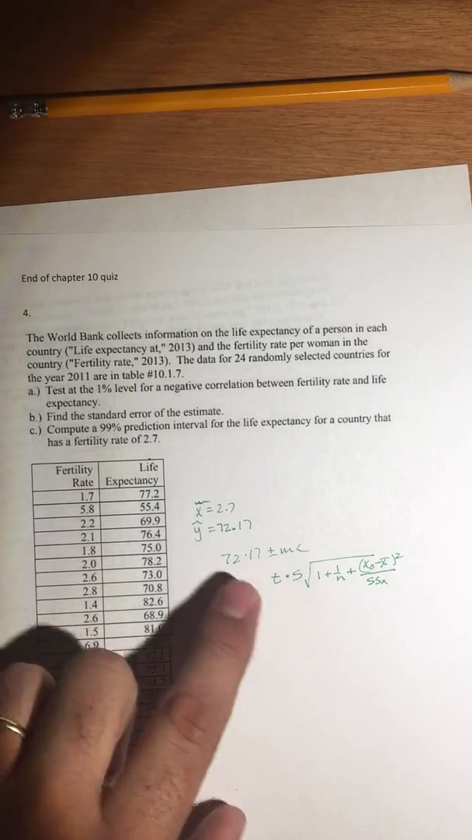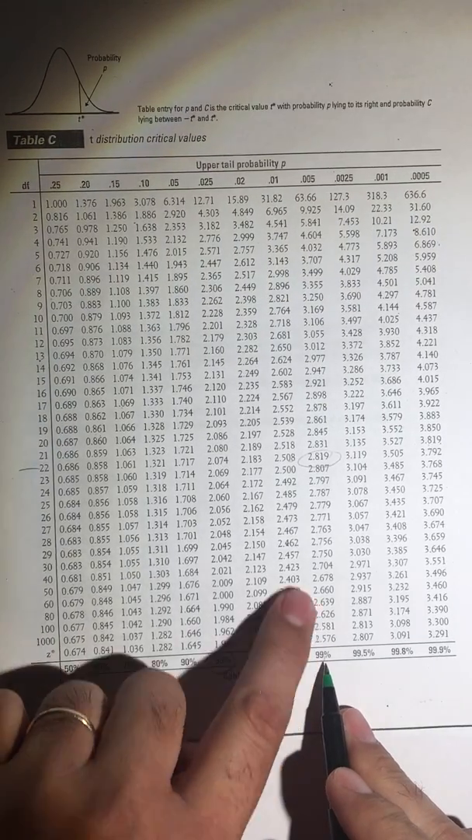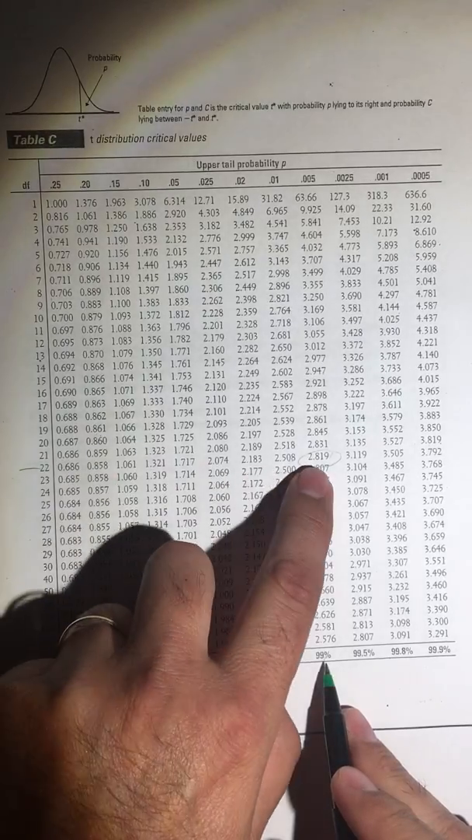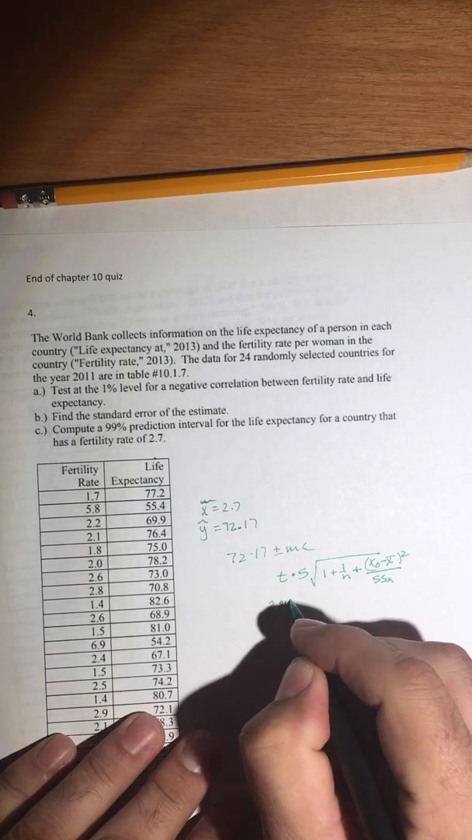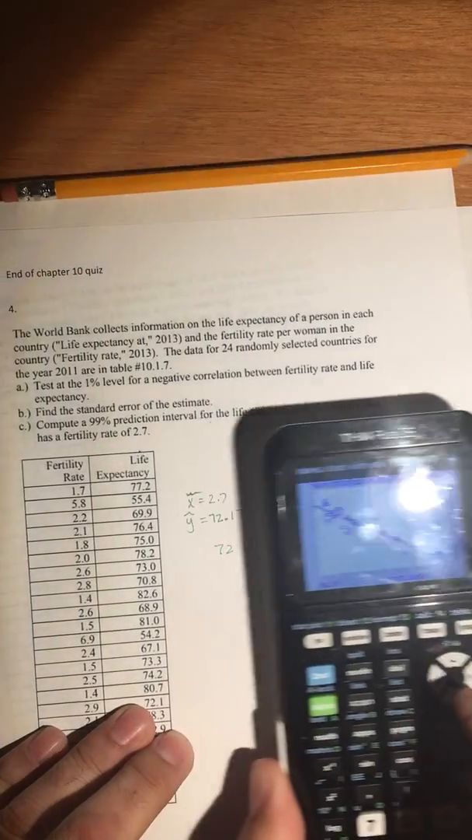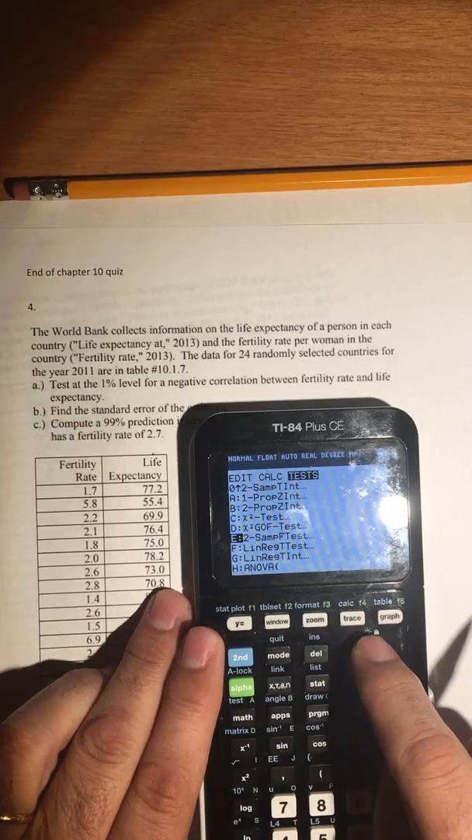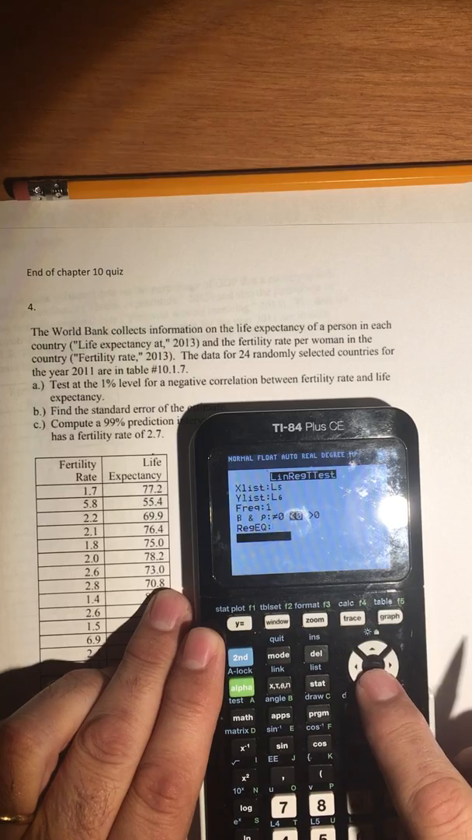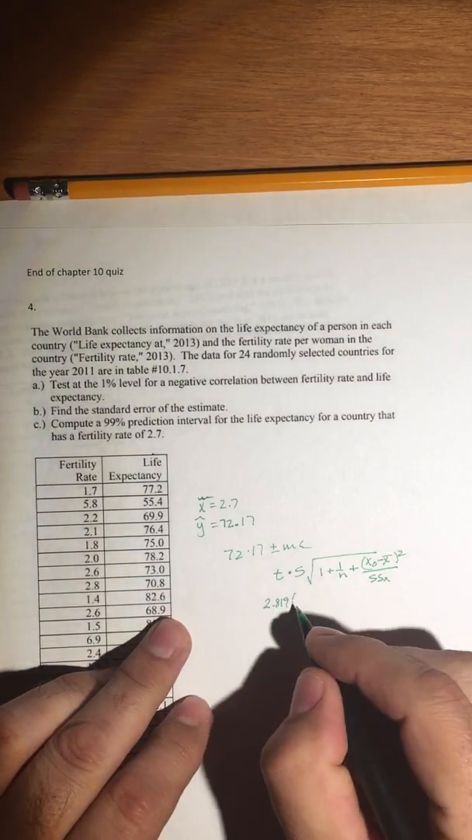So our t value, right? So it's a 99% confidence interval. So it's 99%. But which one do we use? Well, we've got 22 degrees of freedom because sample size was 24 different data points, right? So we've got a t-score of 2.819. So this is 2.819. Our s value was, I believe, 3.2, right? Let's see, stat, test, linreg t-test. And 3.2035.